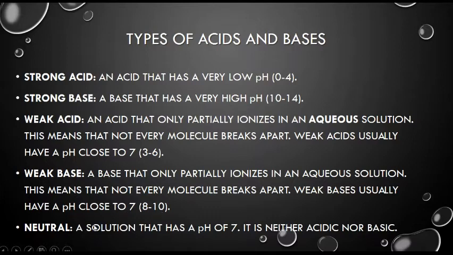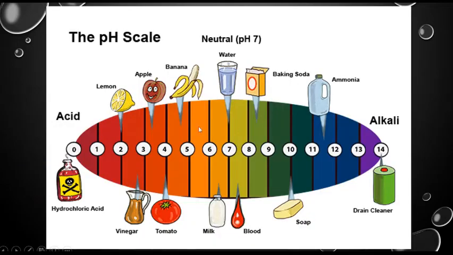A neutral solution is anything that has a pH of 7. It's not considered acidic or basic. So here's a look at the pH scale, just so you guys can get an idea of what some common things that you might see are as far as being acidic or basic. Let's look right here at 7 first. This is neutral, meaning it doesn't have a lot of hydrogen ions or a lot of OH or hydroxide ions in the solution. Water is very close to 7 on the pH scale.